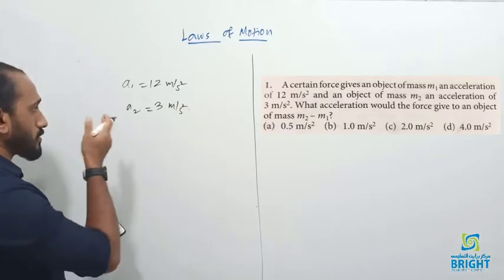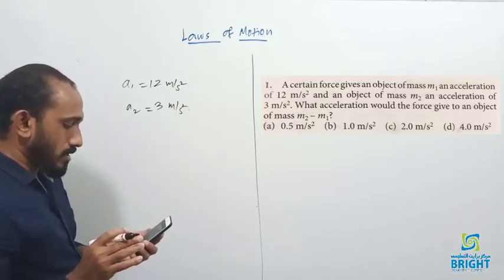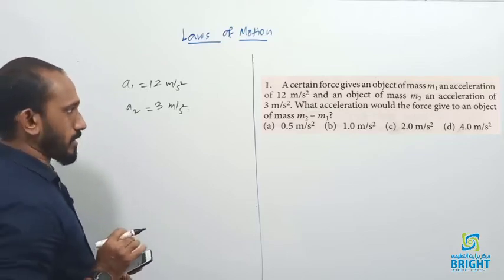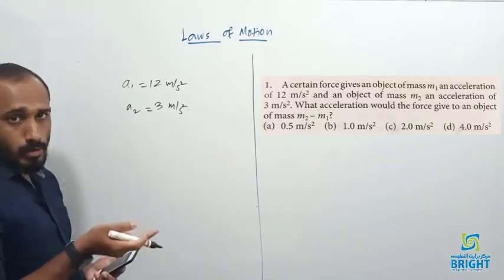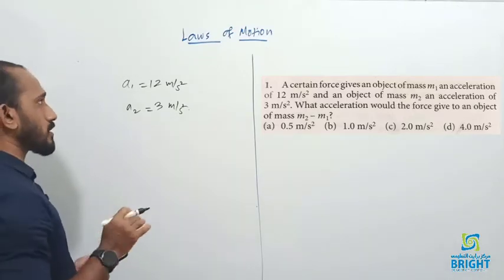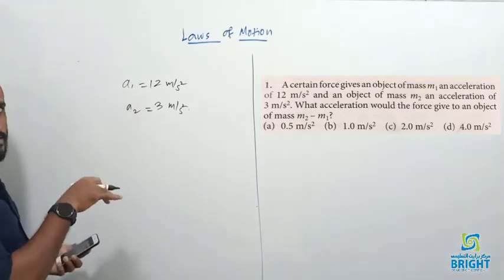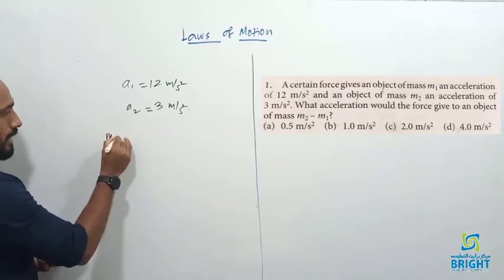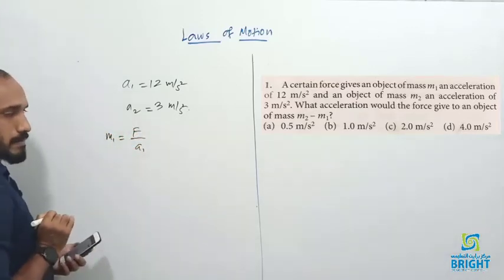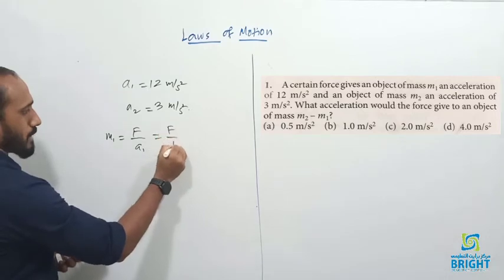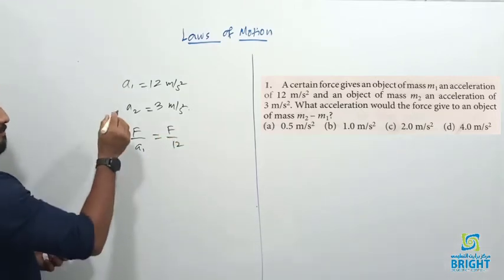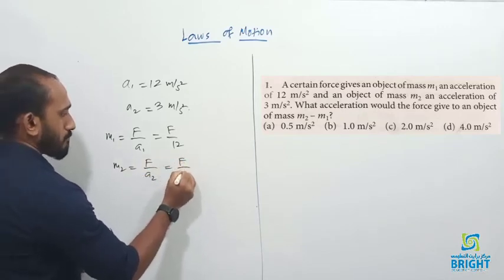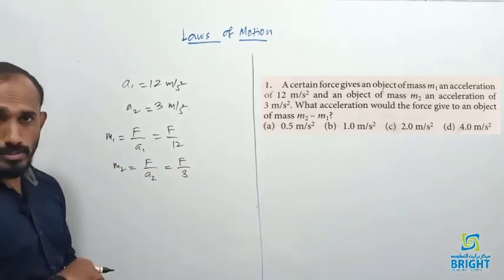Now, in this case, what acceleration would this force give to an object of mass m2 minus m1? So for mass m2 minus m1, what will be the acceleration applied by the same force is the question. You have to find each mass, since each acceleration is given. So m1 I can write as F by a1, that is nothing but F by 12. m2 you can have as F by a2, that is nothing but F by 3. The same force is acting on both bodies.